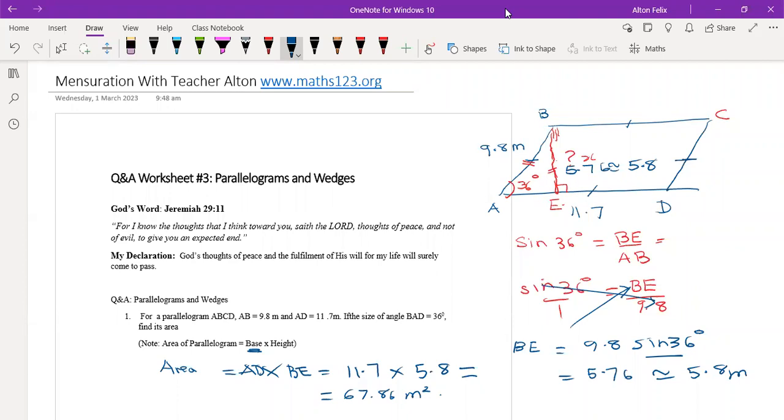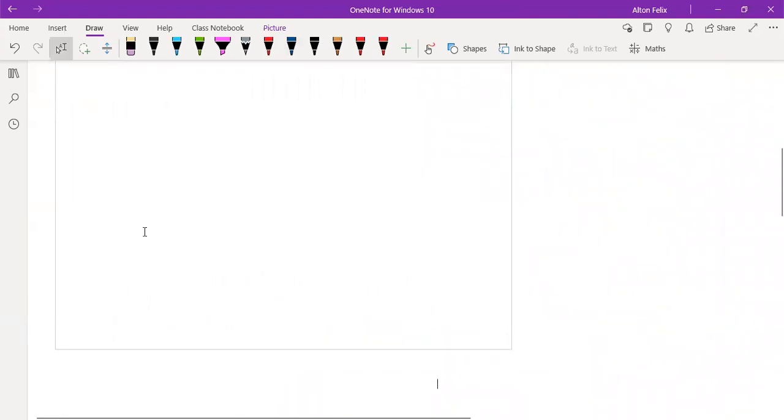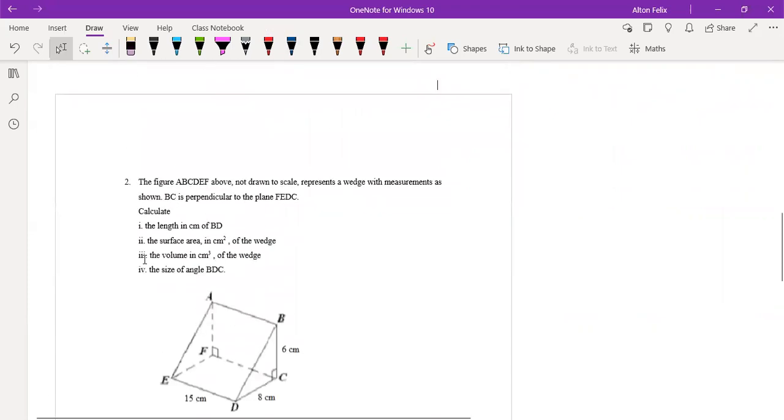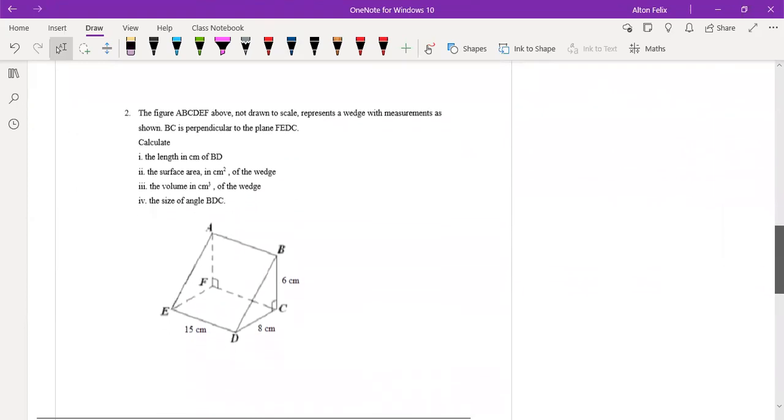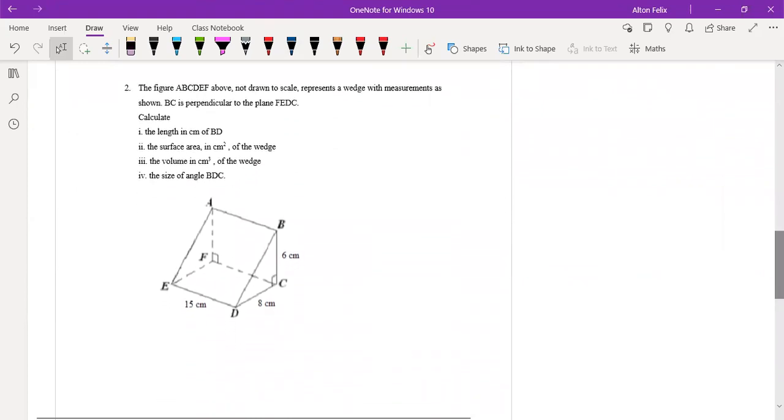Okay, let's go to question number 2. There's question number 2 right there. So we work in wedges and parallelograms. So this is an example of a wedge. And this is taken from a modified question. I believe it was June 91, thereabouts, CSEC June 91, some modified question.